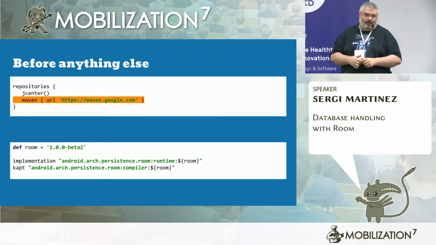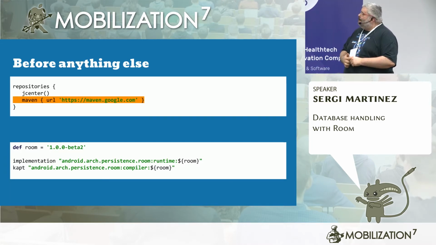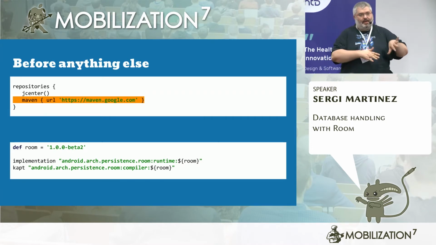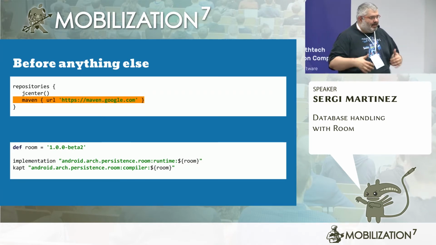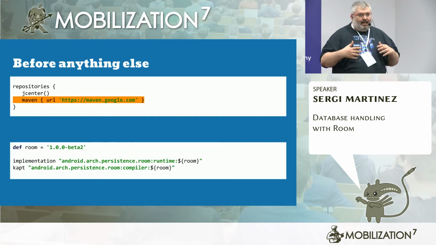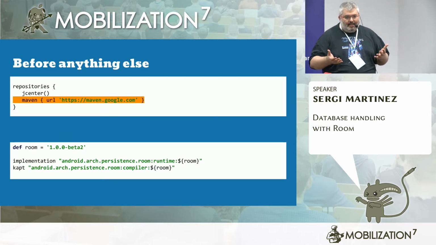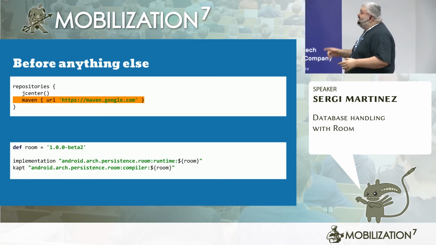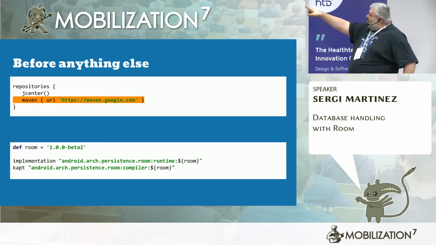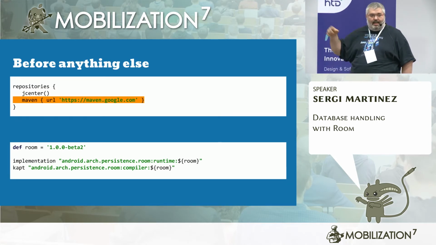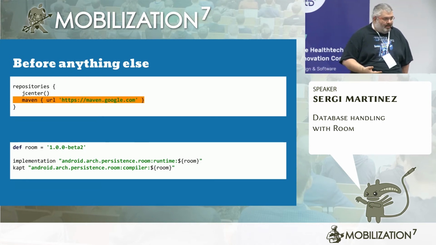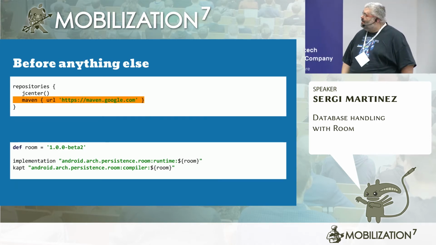You need to include the Room library. Let me explain a story aside. I've noticed that every time I prepare a presentation, a new release is presented the next day. So I finished this presentation. As you can see, I'm including the beta 2. The next day, they release the RC1. So this slide is outdated.